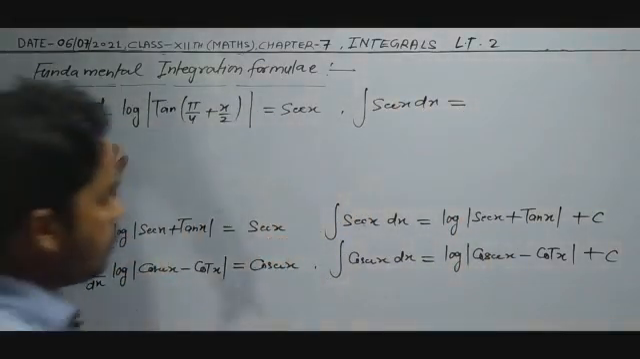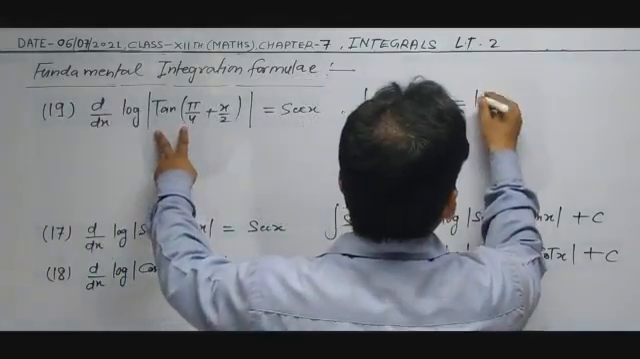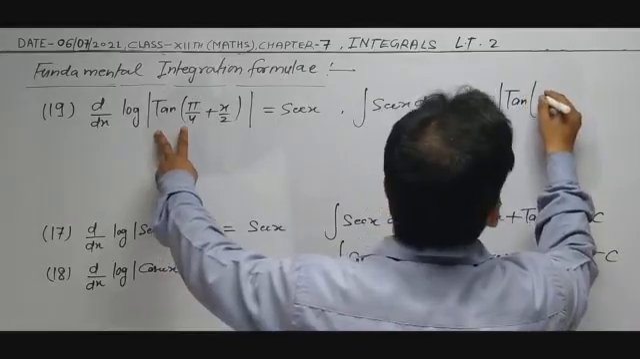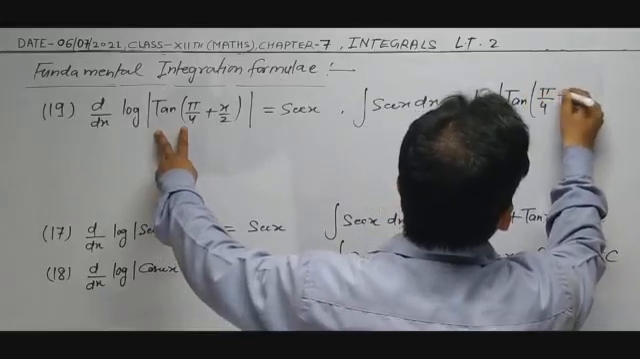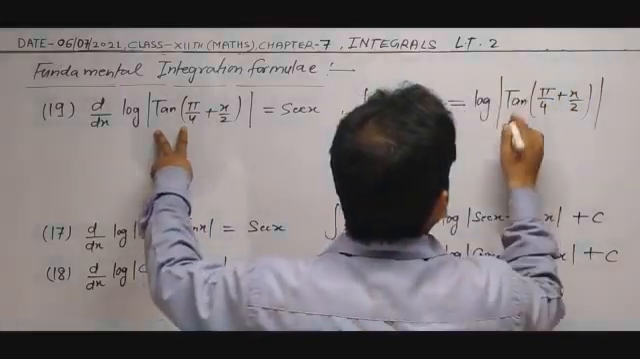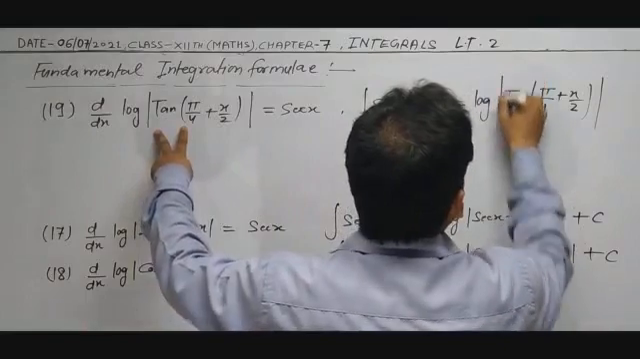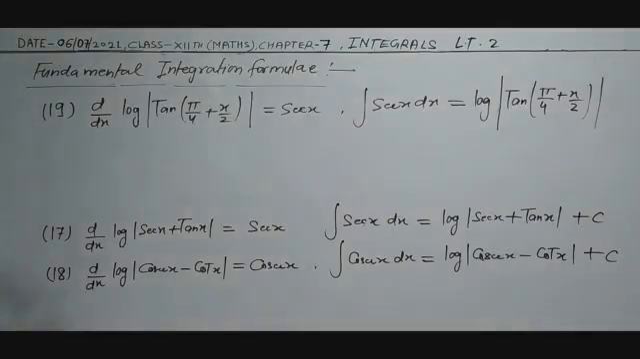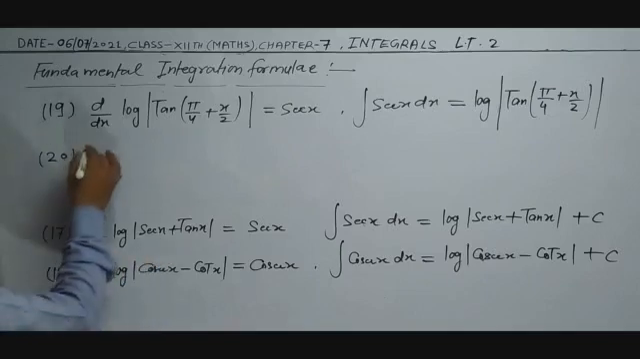the other formula will be log of mod of tan of (pi by 4 plus x by 2) in mod. This is the conversion of log of sec x plus tan x. Similarly, formula number 20 is the conversion of formula number 18.